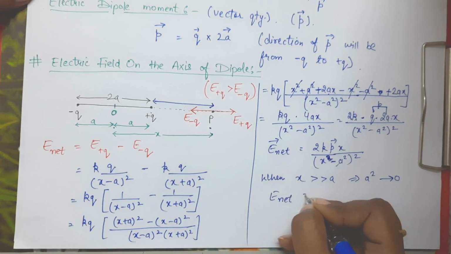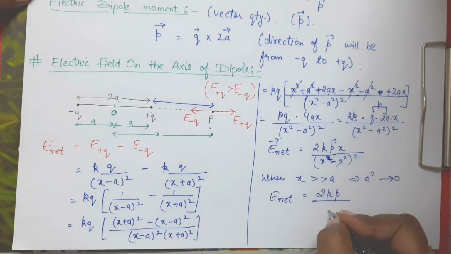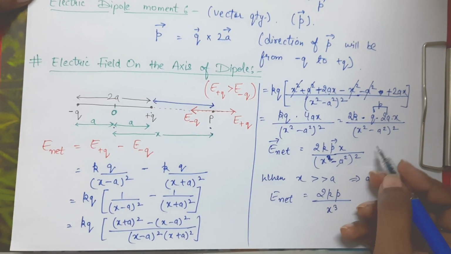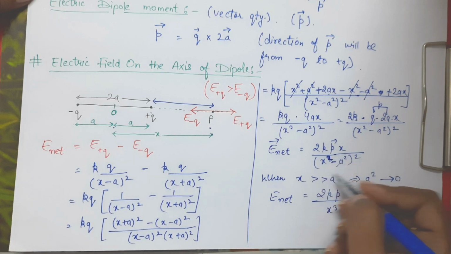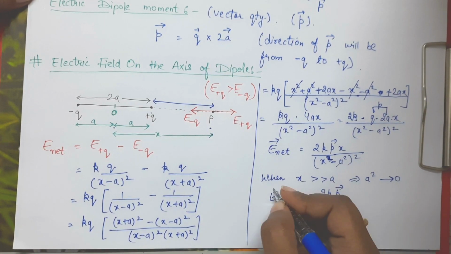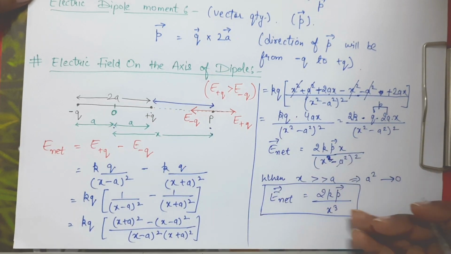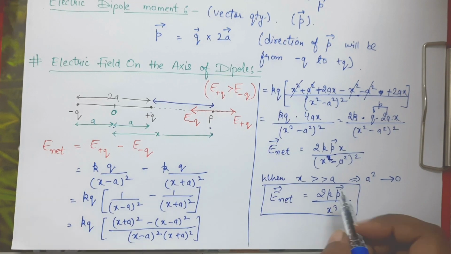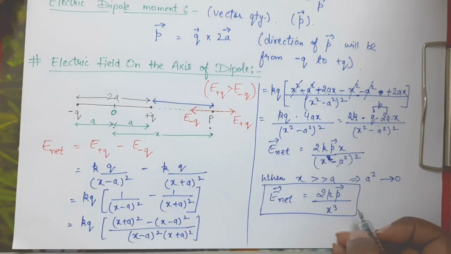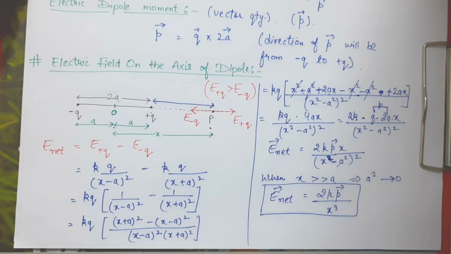E net is equal to 2kp by x cube, because 1 x will cancel out with 1 x in the denominator, which is now x to the power 4, and we will be left with this part. You can solve one step more and you will get this result. E net will be equal to 2kp by x cube. So this will be the final expression for E net.